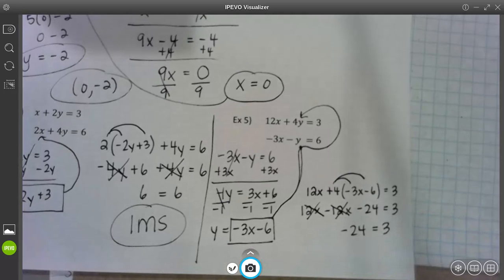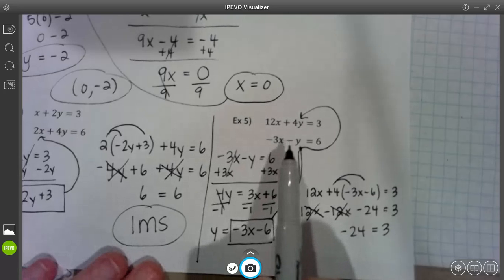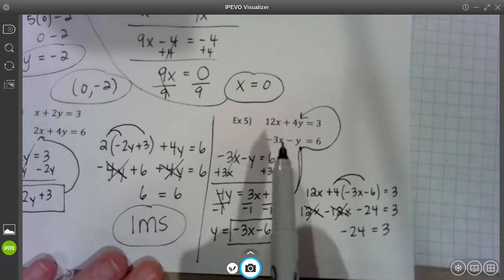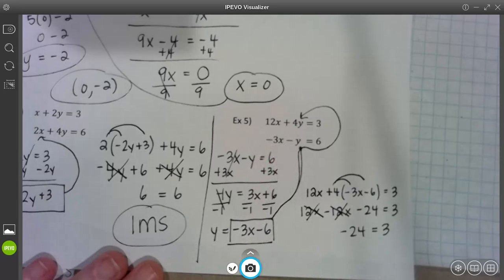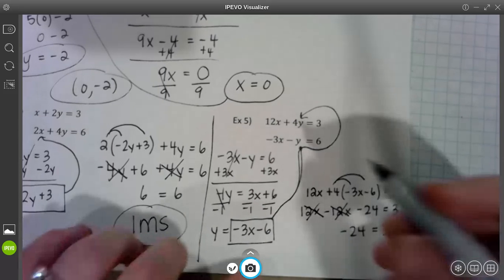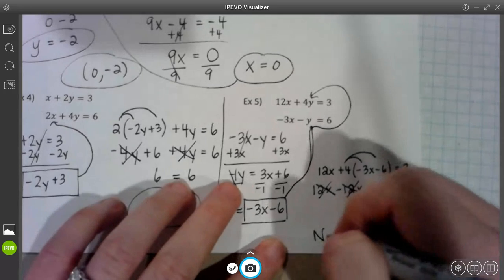Does negative 24 equal 3? Not even close. That's a no solution. That means that these must have been parallel lines and there's no x or y value that will make both of these equations true, which is why you're left with an untrue statement. So this is your no solution.